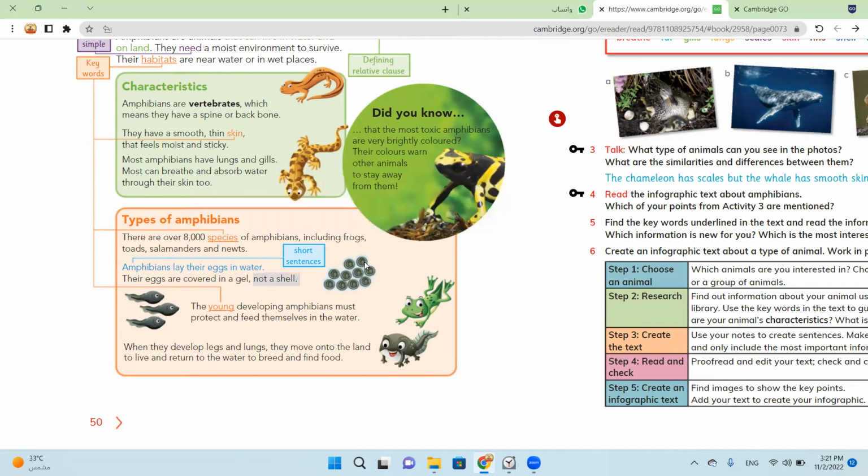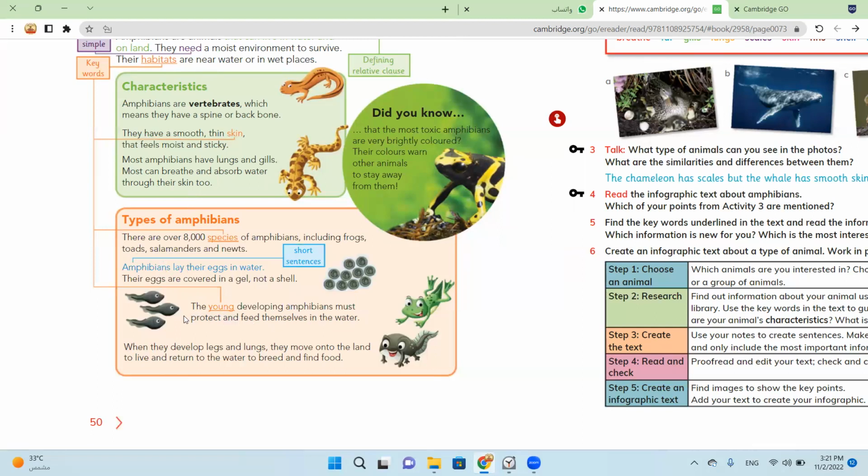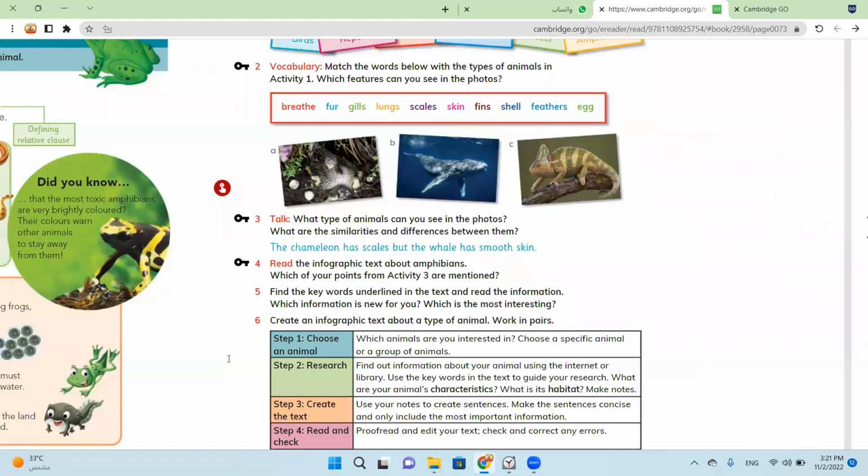Here we have a picture of some eggs covered in gel underwater. And here are the young developing amphibians. We have a picture of them. They look similar to fish. They must protect and feed themselves in the water until they can grow legs and lungs. After that, they can move onto land and return to the water to breathe and find food. All right, so now we have the activities.